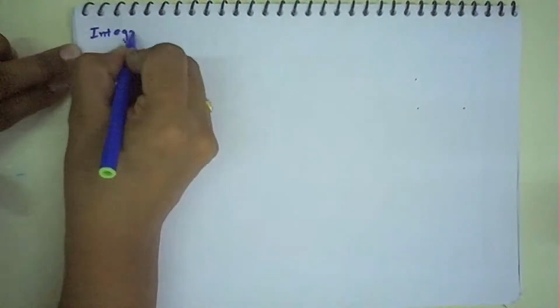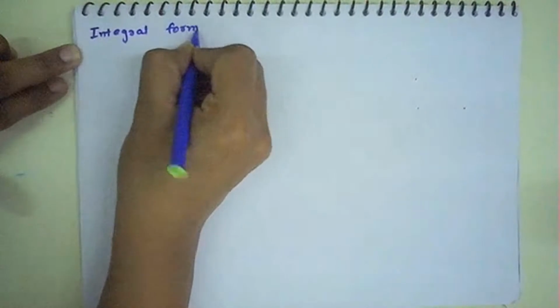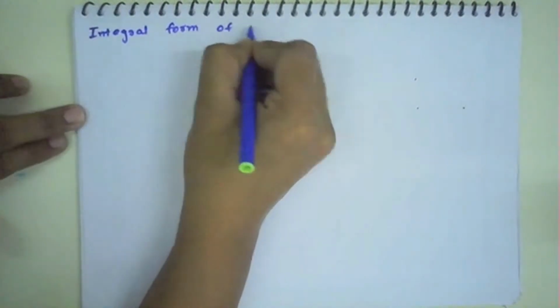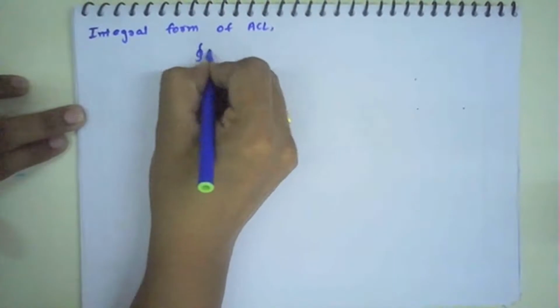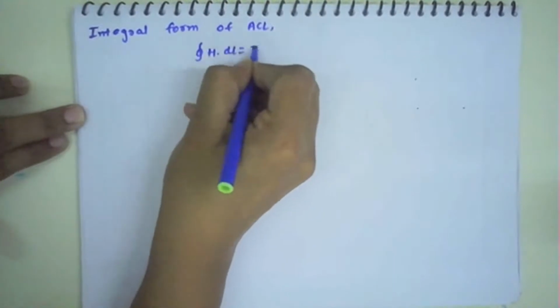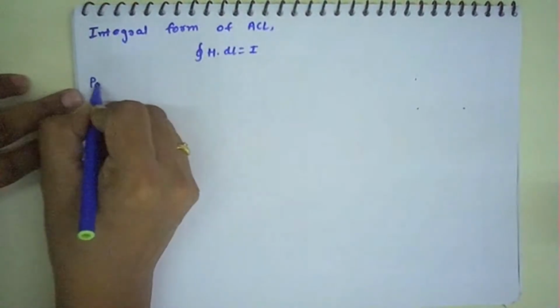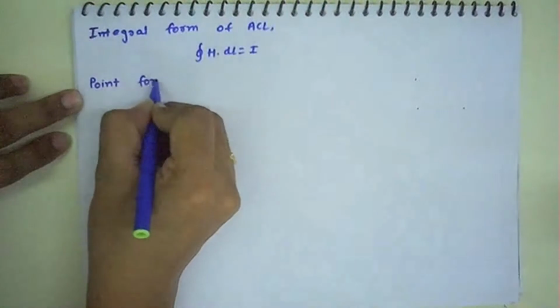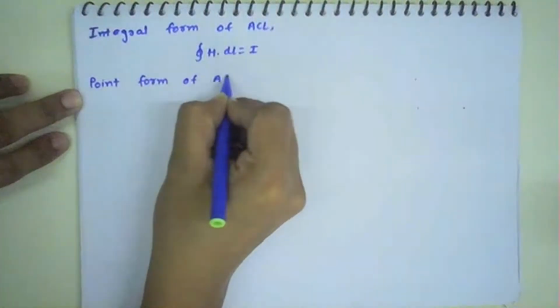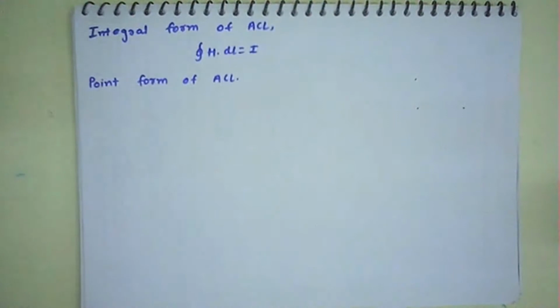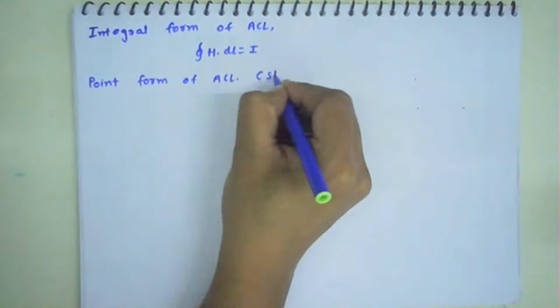So today we'll see the point form of the Ampere circuital law. Last time we saw the integral form of Ampere circuital law, that is the integration of H·dl equal to current I. Today we'll see the point form of Ampere circuital law.